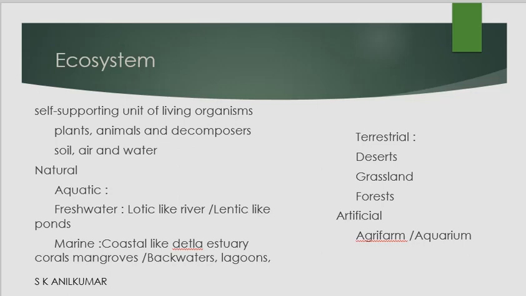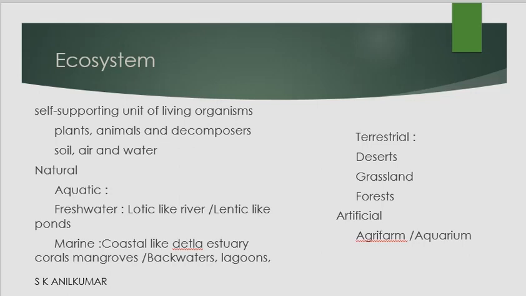So what are the classifications or parts or different types of ecosystems? One is called natural ecosystem. That means what? It appears in nature. Man does not intervene and create it. So again, in natural, there is something called aquatic. Aquatic means water related. What are the water related? Fresh water related.